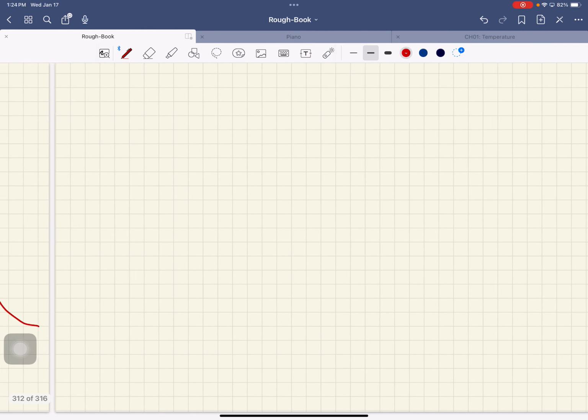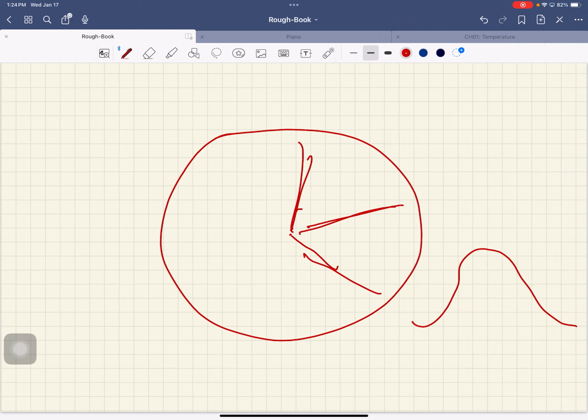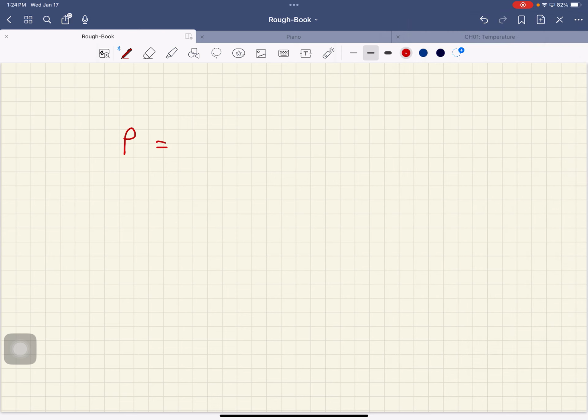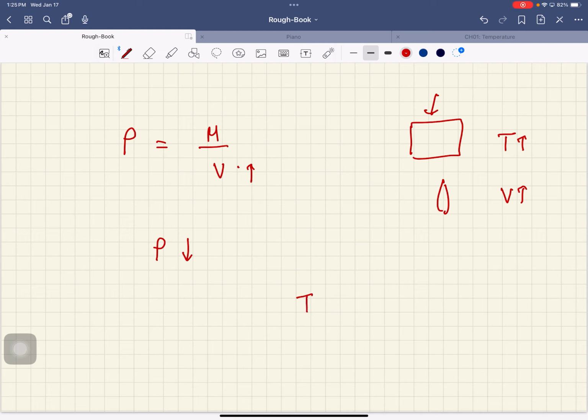So let's check something out. Rho is the density of a material, mass divided by volume. Here's some material. I'm going to heat it. When I heat it, its temperature rises. What happens to the volume? Increases. What happens to density? Has the mass changed when you heat it? No. So volume increased, density decreased. So for most materials, when you increase the temperature, the density decreases.